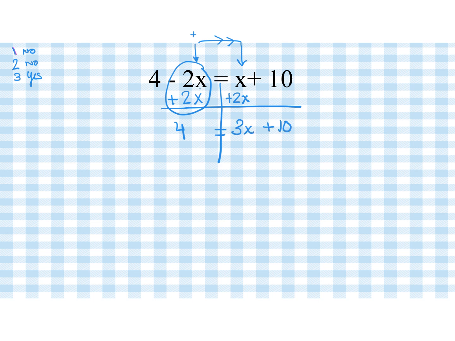Am I done with step 3? No, I still have this plus 10. So I'm going to remove it by doing the opposite. Four minus 10 is negative 6. That's going to be equal to 3x. I'm done with step 3.